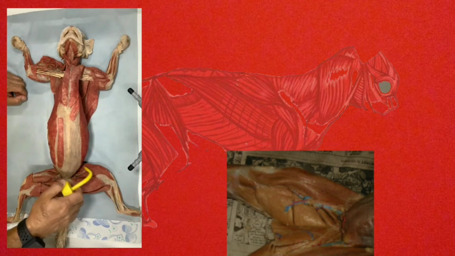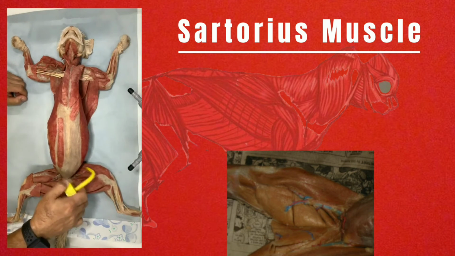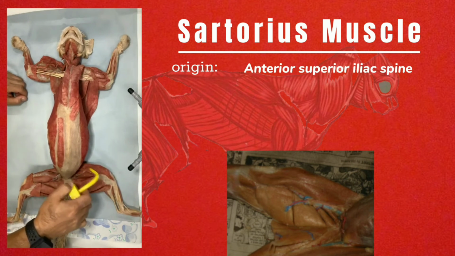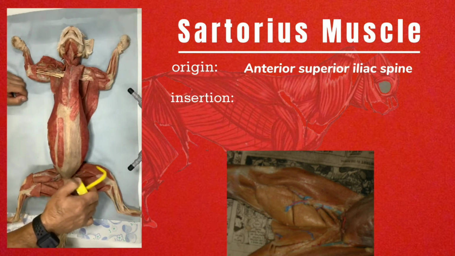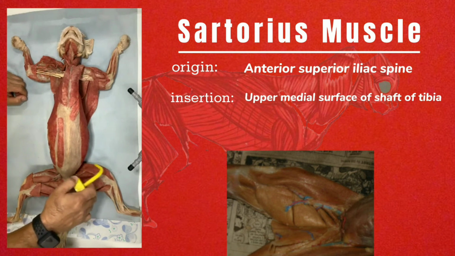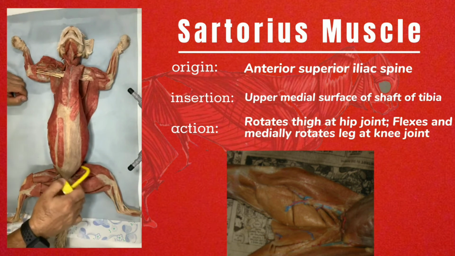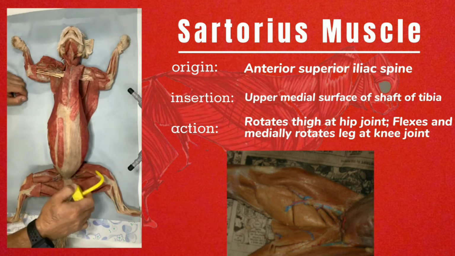For the lower leg muscle, we have sartorius muscle. For sartorius muscle, its origin is located in the anterior superior iliac spine, and its insertion is located in the upper medial surface of the shaft of the tibia. It rotates the thigh at the hip joint and flexes and medially rotates the leg at the knee joint for action.